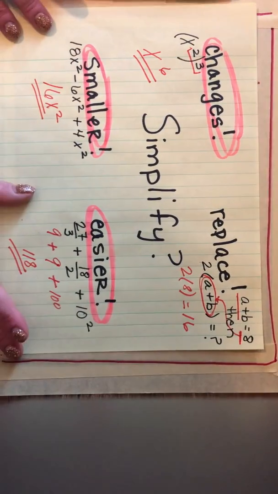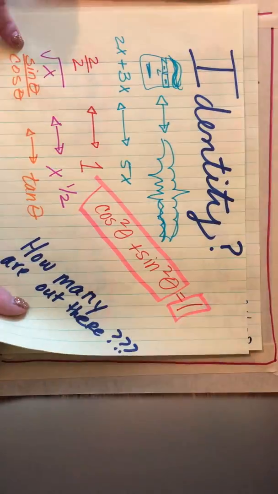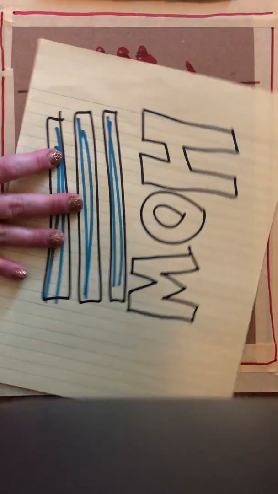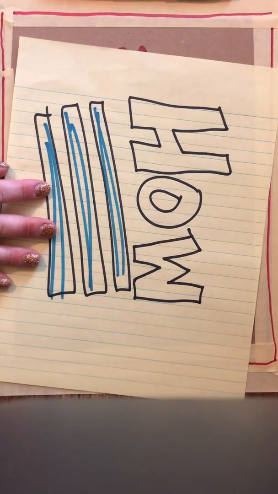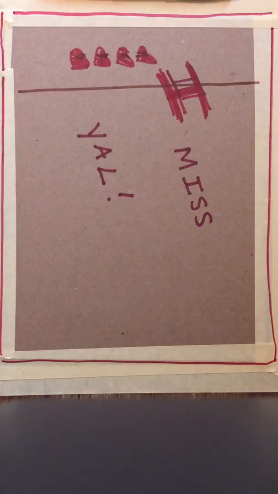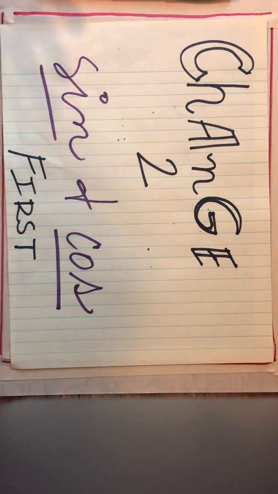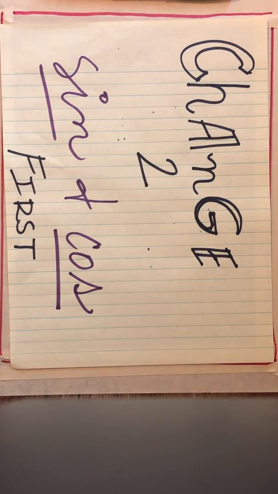So let's talk about simplifying identities. How do we do this? Well, when we're doing these trig identities, sine, cosine, tangent, usually the first step is we change everything to sine and cosine. Usually.